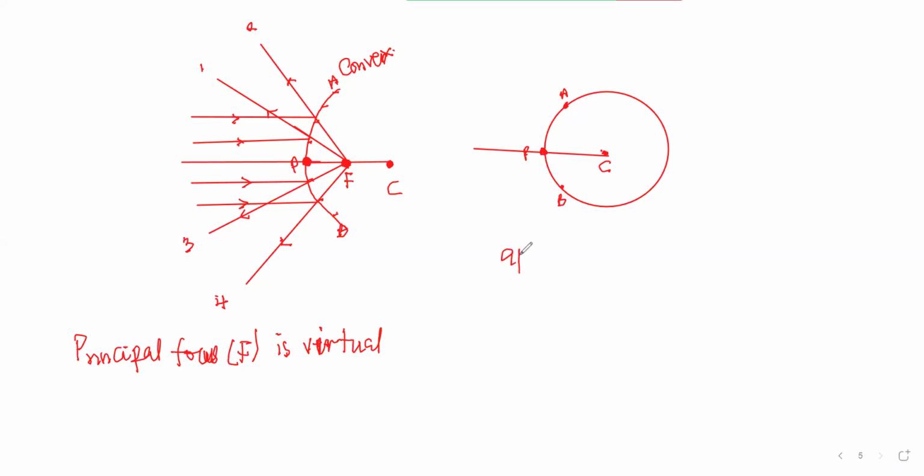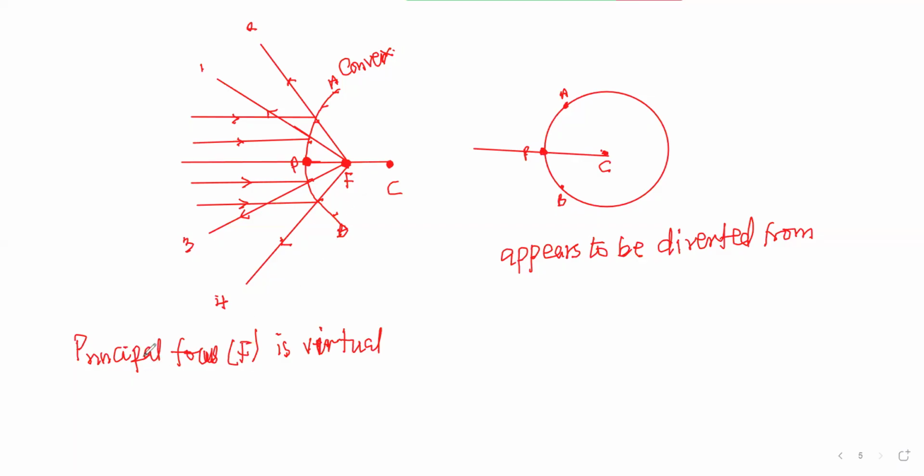Appears to be diverted from. And the phrase "appears to be" makes it virtual. It's not real, but it appears to be diverted from. All reflected rays appear to be reflected or diverted from that point, which is the principal focus.